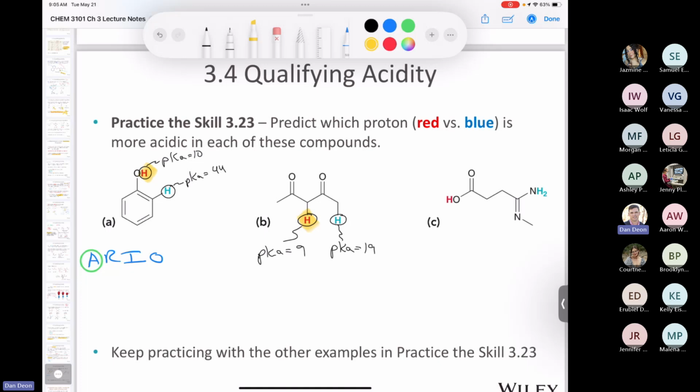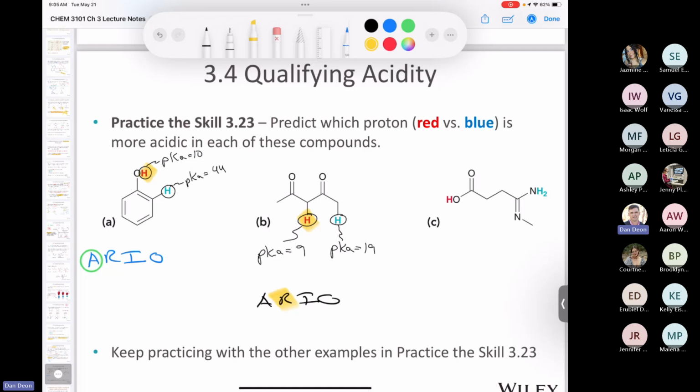But then if we think of ARIO, could anybody tell me which one of those letters you would use to solve this one? It can't be atom, right? Because the negative charge would be on a carbon in both cases. So which one would it be? Thanks, Rubio. Right, you'd use resonance. With the one I have highlighted in yellow, you can draw 3 resonance forms, or the negative charge on 3 positions, whereas the blue one, you can only draw 2 resonance forms.